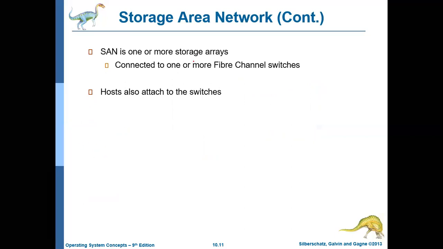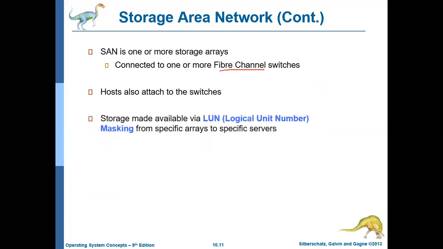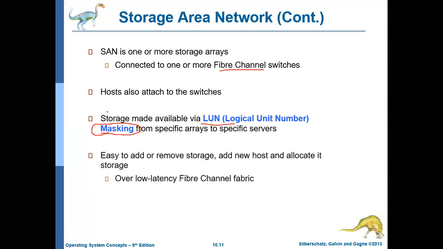These storage area networks are interconnected through fiber channel switches, so that they will work at a faster speed. And the storage is made available through a concept called LUN masking, where LUN stands for logical unit number. That is, a particular disk or storage unit may be assigned to a particular client or server, and that client or server cannot see other storage units, so that is called masking. Depending on their requirement, the storage units will be assigned.